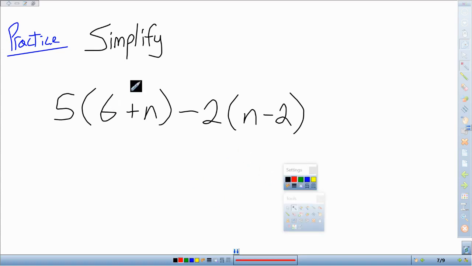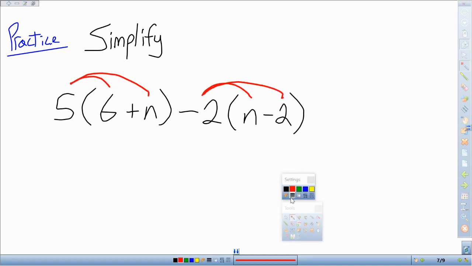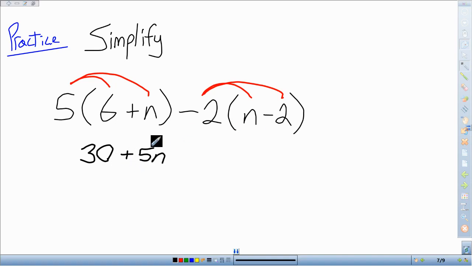Alrighty. So starting with the distribution, distributing the 5 into this one, the negative 2 into this parentheses. Let's see what we got. 5 times 6 got 30. 5 times n is a positive 5n. Moving on over here, negative 2 times n is a negative 2n. Negative 2 times negative 2, positive 4.